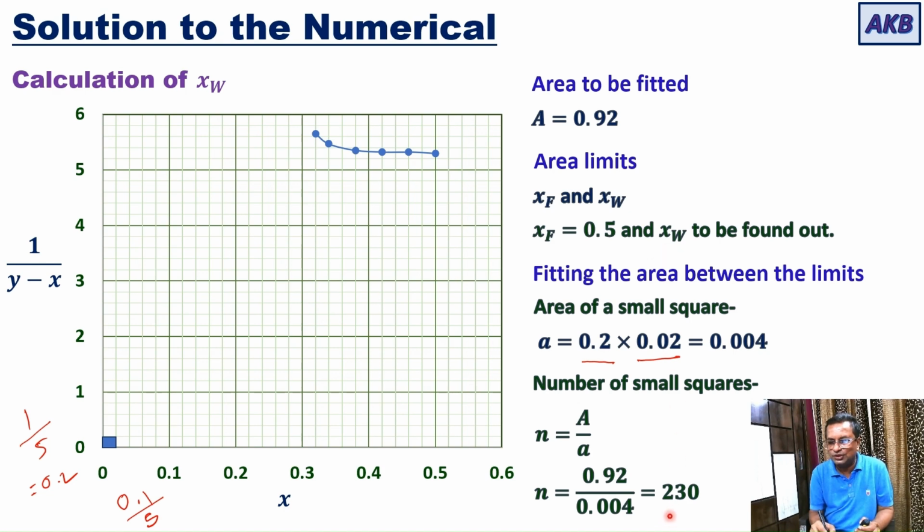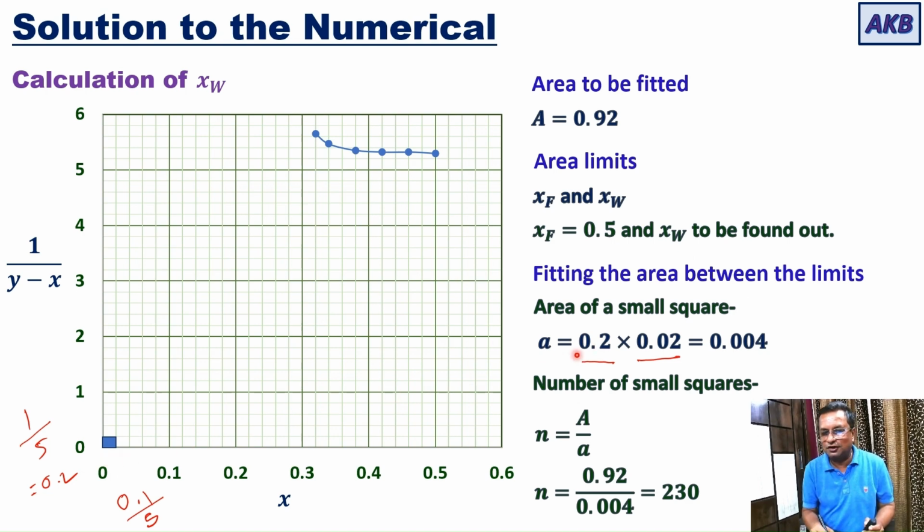If you are fitting 230 small squares between xf and the xw that you need to decide by trial and error, you are fitting this area. I hope this is clear to you. So area to be fitted is 0.92. It is to be fitted between the limits xf and xw. xf is known to us, 0.5. xw we have to find out by trial and error. And how to fit that? For that, I have considered the smallest square on the graph.